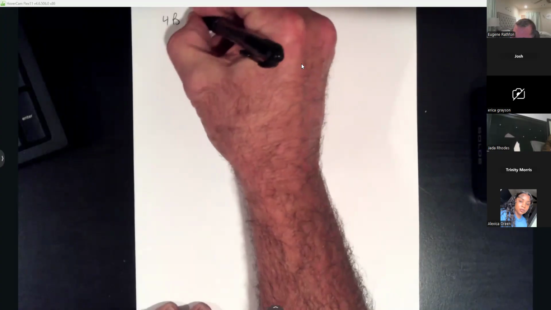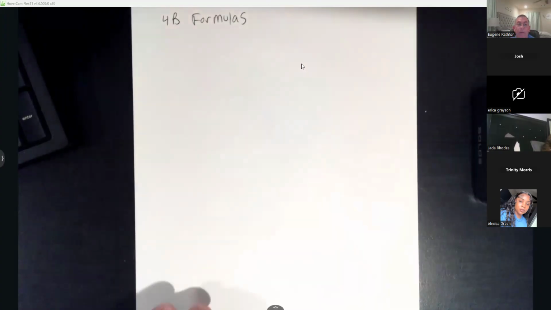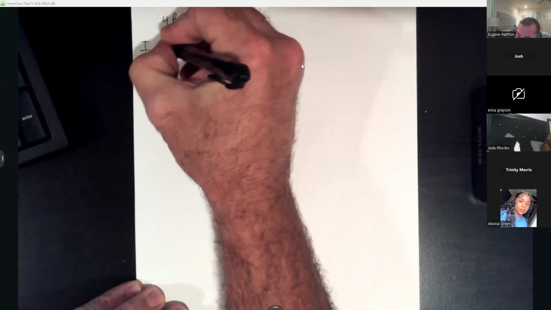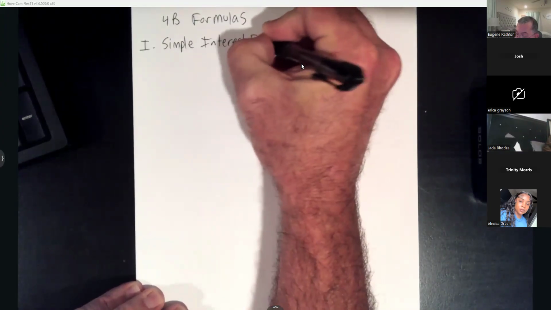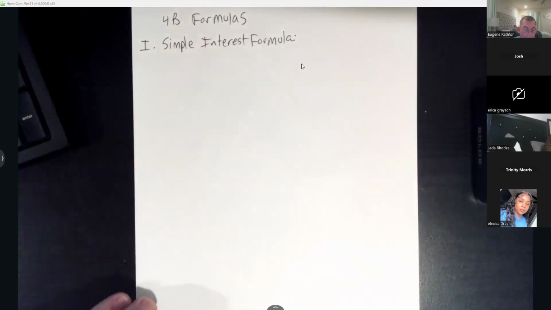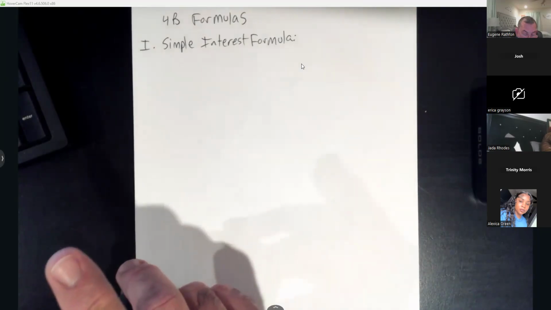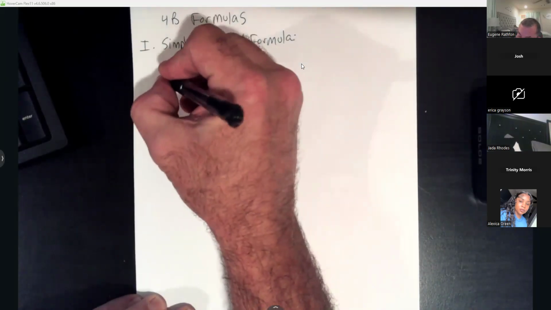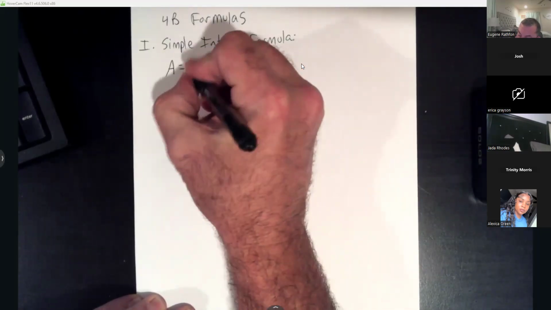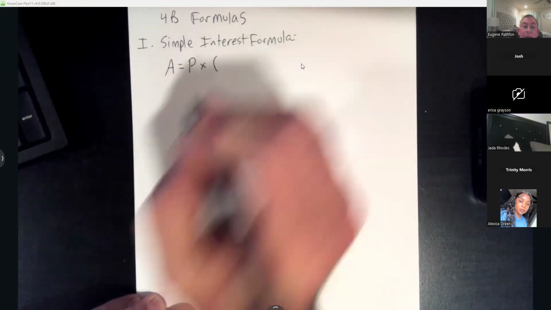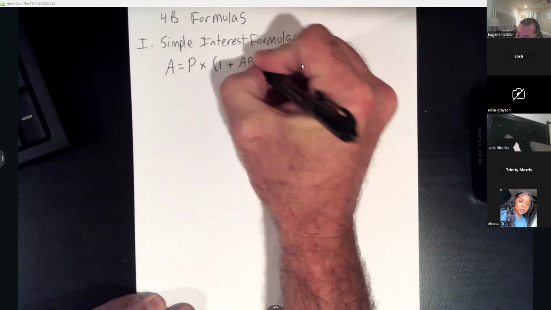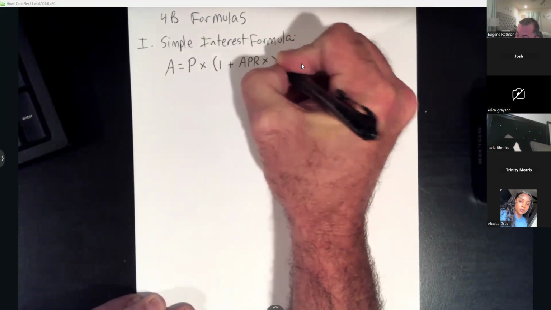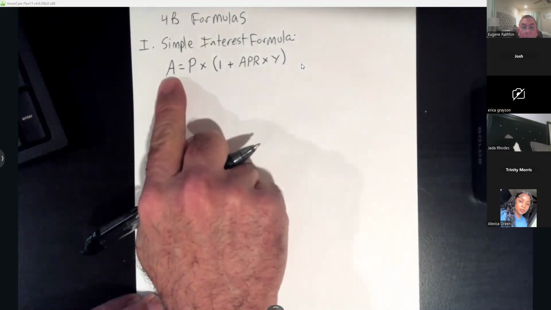All right, y'all. So 4B deals with some formulas we're going to look at. The first formula we'll look at is what we call the simple interest formula. All righty, so this formula is A equals P times parentheses 1 plus APR times Y. All right, so A would be the final amount.